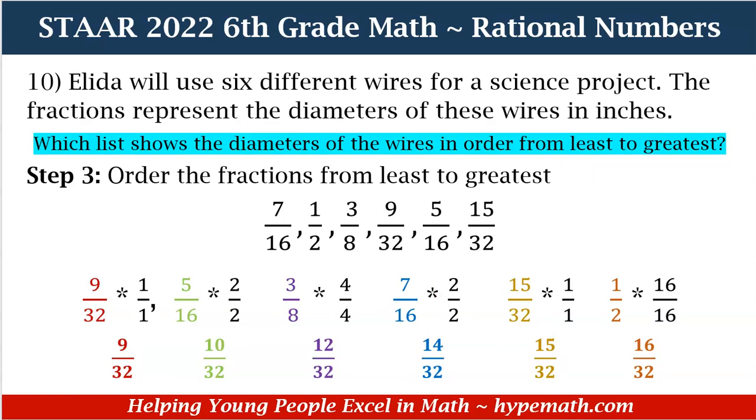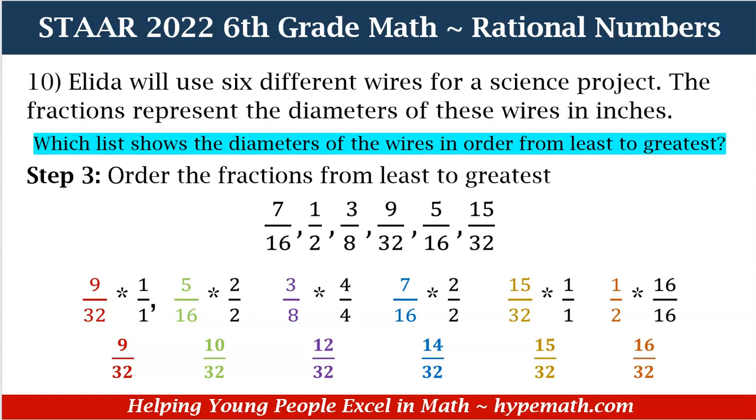Now, let's order our fractions from least to greatest. And again, everything is color-coded so that you can follow along. Now, if you look at our bottom row, since all of our denominators are the same, all we need to do is look at our numerators, and they are listed in order from least to greatest, or from smallest to largest, okay? First, we have 9 over 32. Next, it's 5 over 16, but the equivalent fraction is 10 over 32.